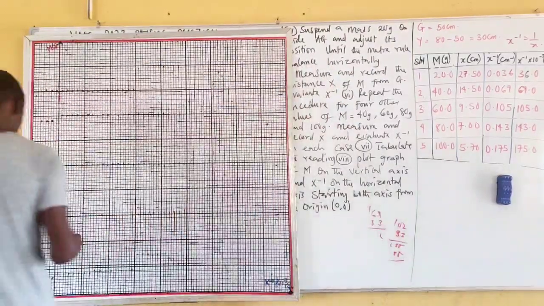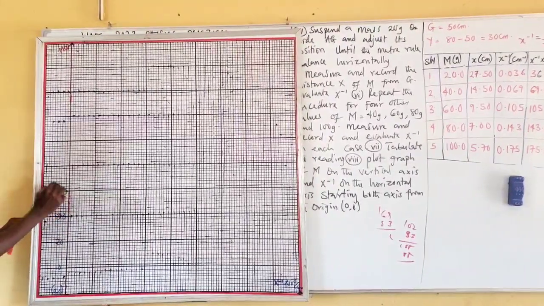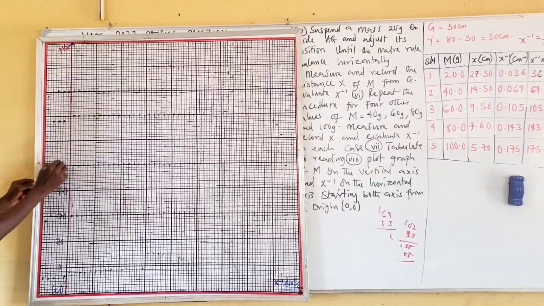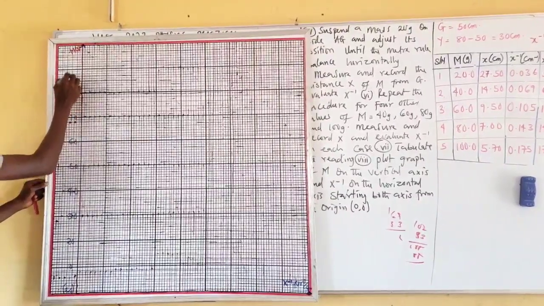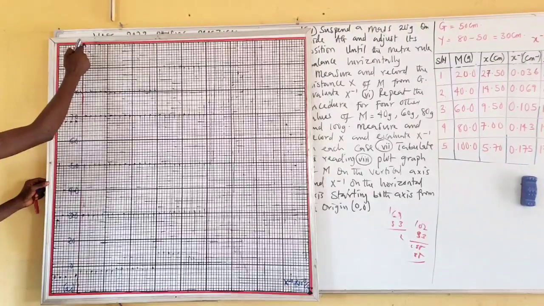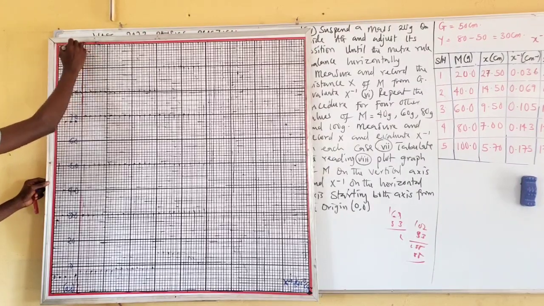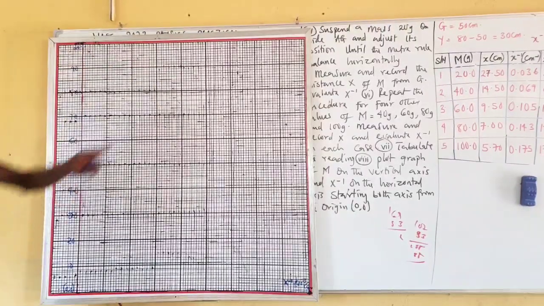So from here, if here is my origin, here should be 10, here should be 20, here should be 30, here should be 40, here should be 50, here should be 60, and I should be having 70, 80, 90. The last line here should be 100, which is my last value.